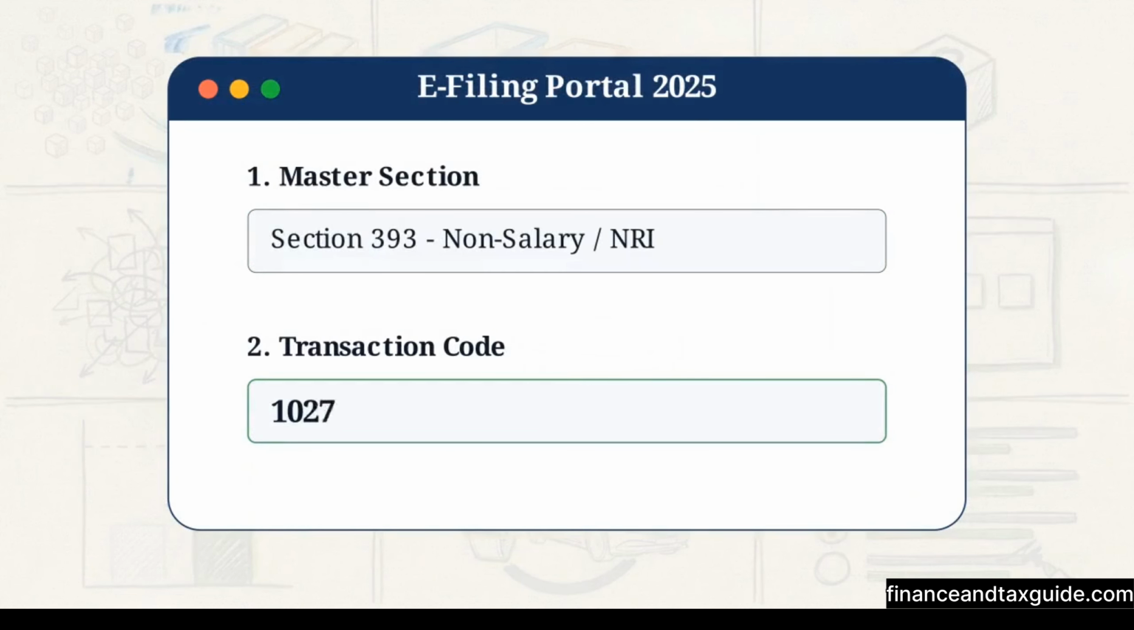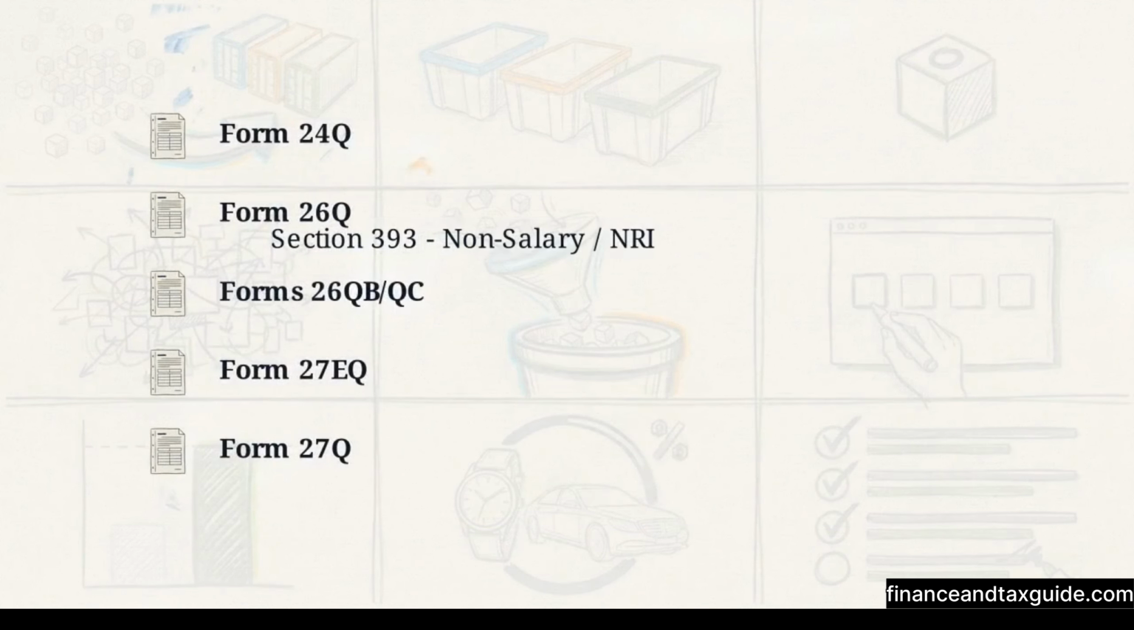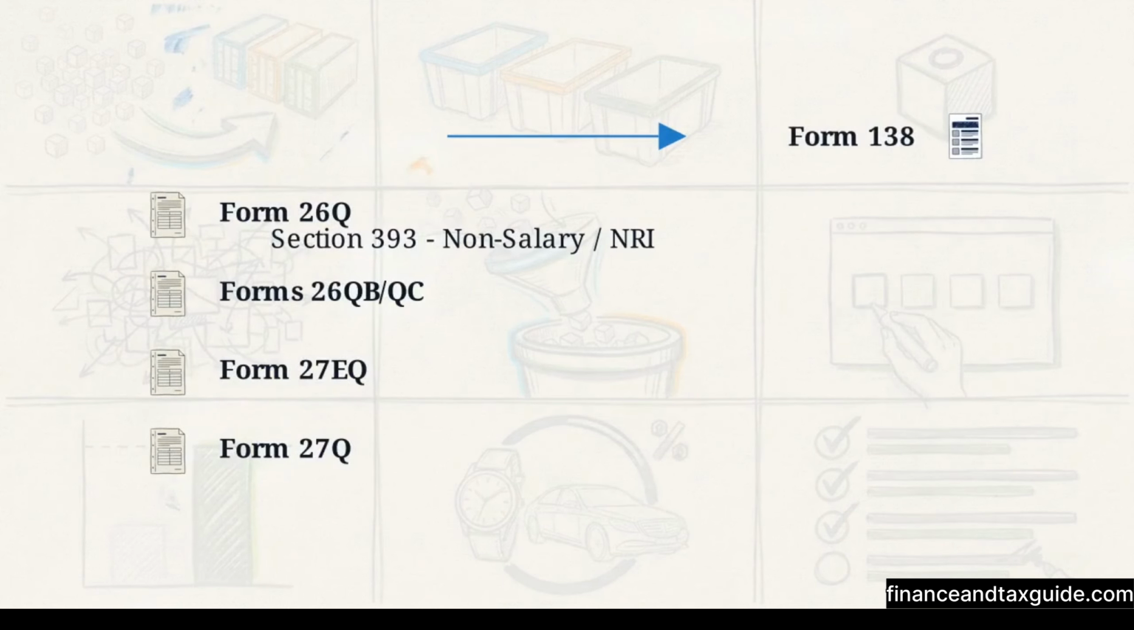The system now requires a specific transaction code, ranging from 1001 to 1092, to identify the exact nature of the payment. These codes must then be matched to the correct form.